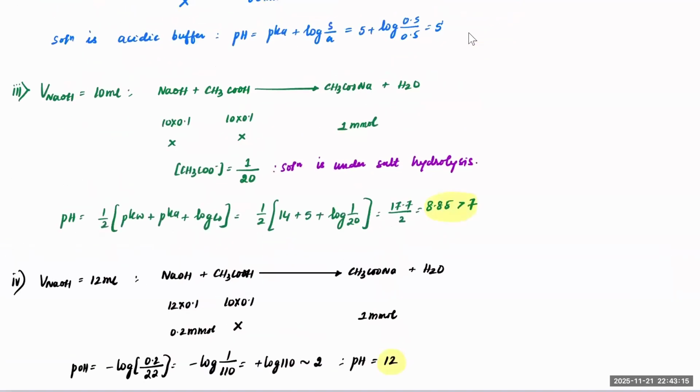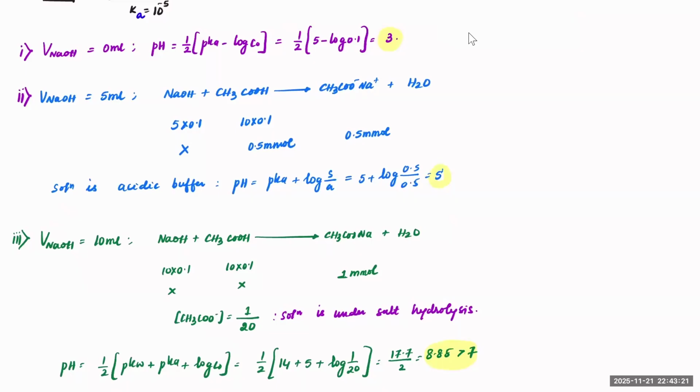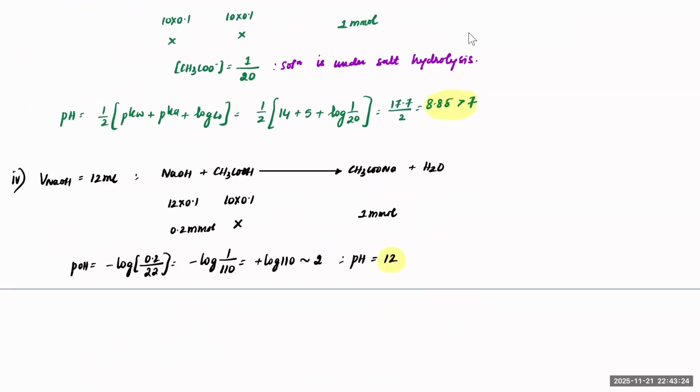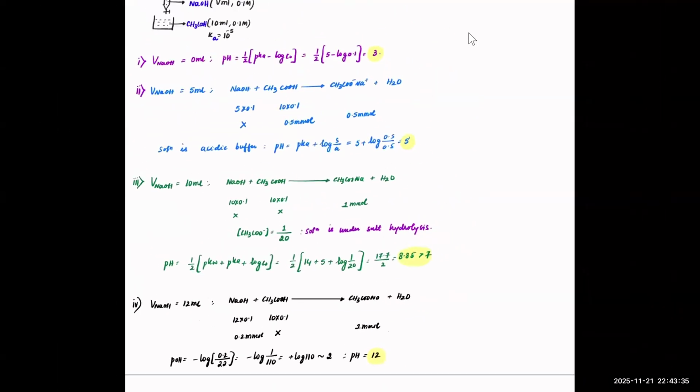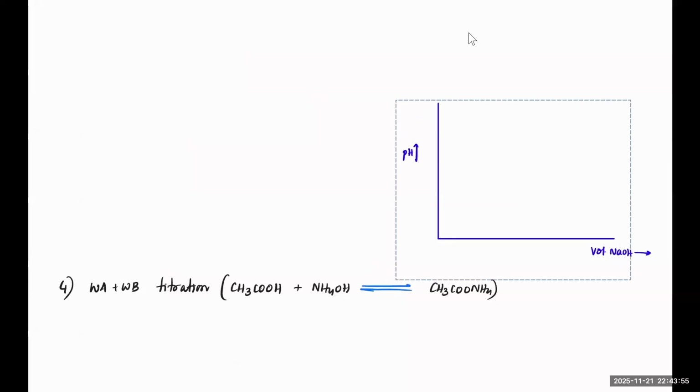So now again you can clearly notice how the pH value is changing. It has changed from 3.5, then 8.85, and then to 12. So I think all the 4 cases are sorted, everybody. Let's see how graphically the pH changes.